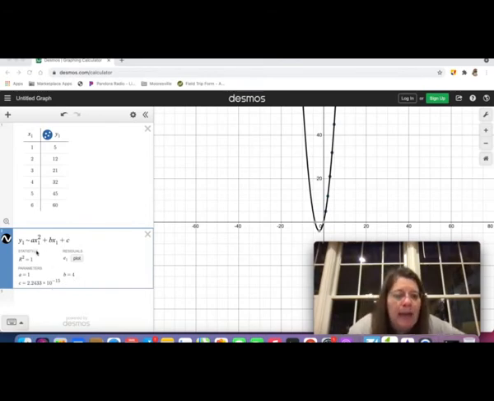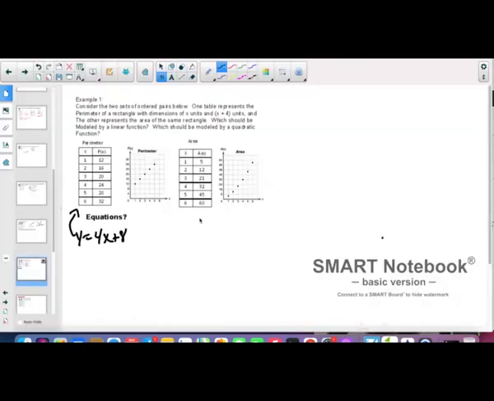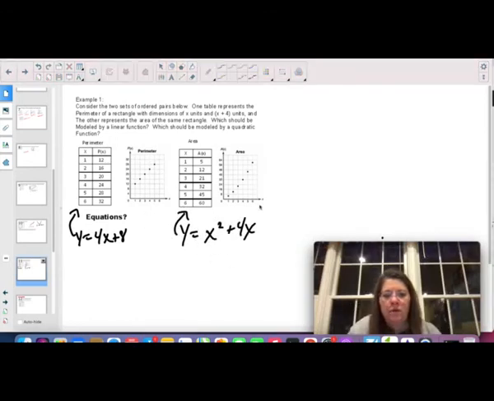So for my answer, I would say that this data has an answer of y equals 1x squared, or just x squared, plus 4x. And then the c would be plus 0, so you don't need to put that down. So I'll go back into the notebook, and that's my equation for this set of data.